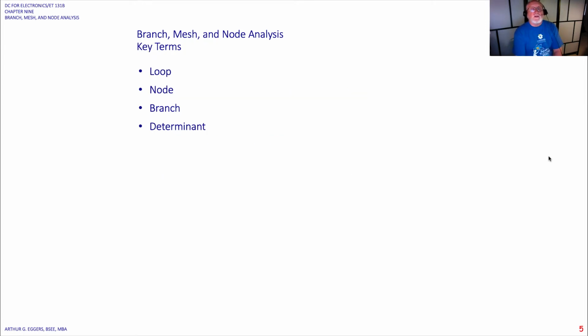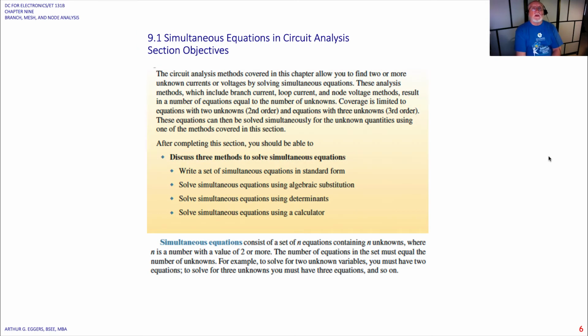So we're going to learn to use some loop analysis, understanding what a loop is, a node, a branch, and again the determinant. In using simultaneous equations in circuit analysis, the circuit analysis methods covered here will allow you to find two or more unknown currents or voltages by solving simultaneous equations.